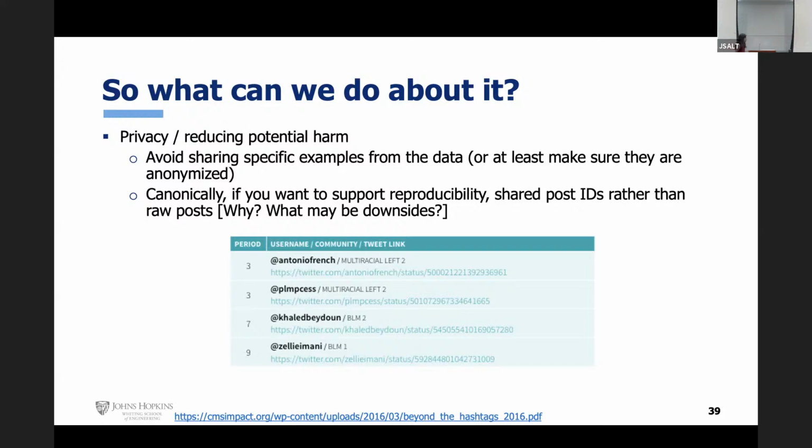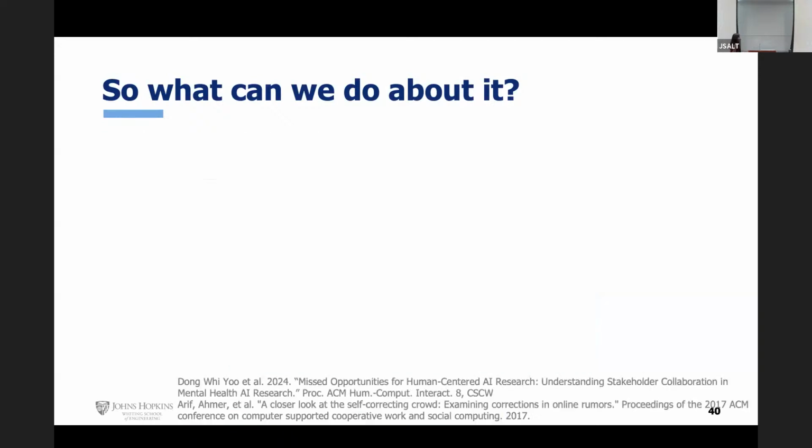Or at least if you're going to share examples, make sure they're anonymized. This was a paper that took a different approach that I think is kind of interesting. They put examples, but instead of the example, they just put the link to the tweet. So if the person deletes their tweet, it's going to get removed from the PDF as well. The downside of that is they included usernames. So, different trade-offs here.